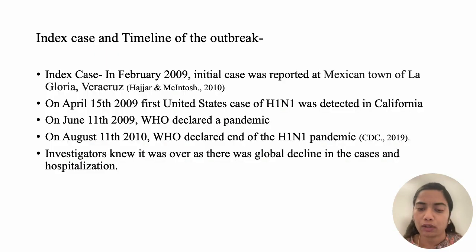Index case and timeline of the outbreak. The index case is the first case. So the first case was reported in the Mexican town of La Gloria, Veracruz in February 2009. On April 15, 2009, the first United States case of H1N1 was detected in California. On June 11th, 2009, the WHO declared a pandemic.